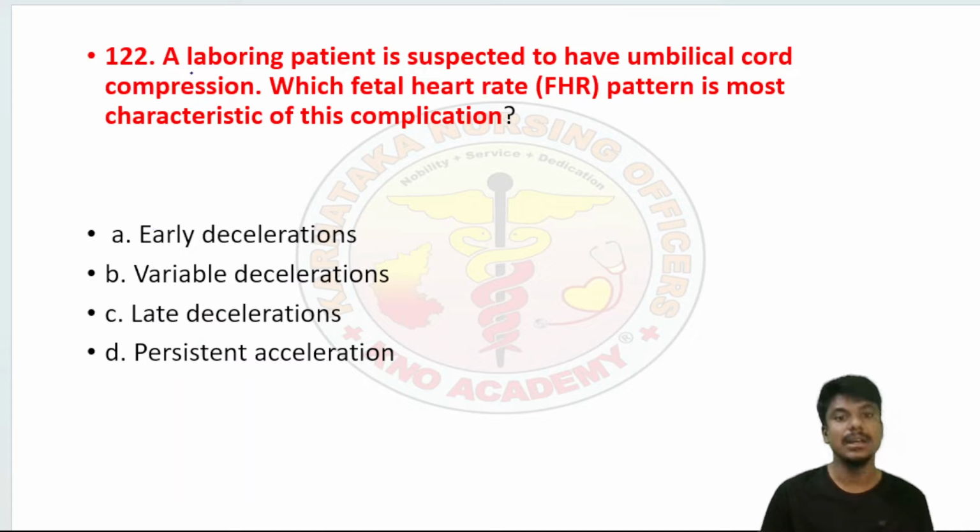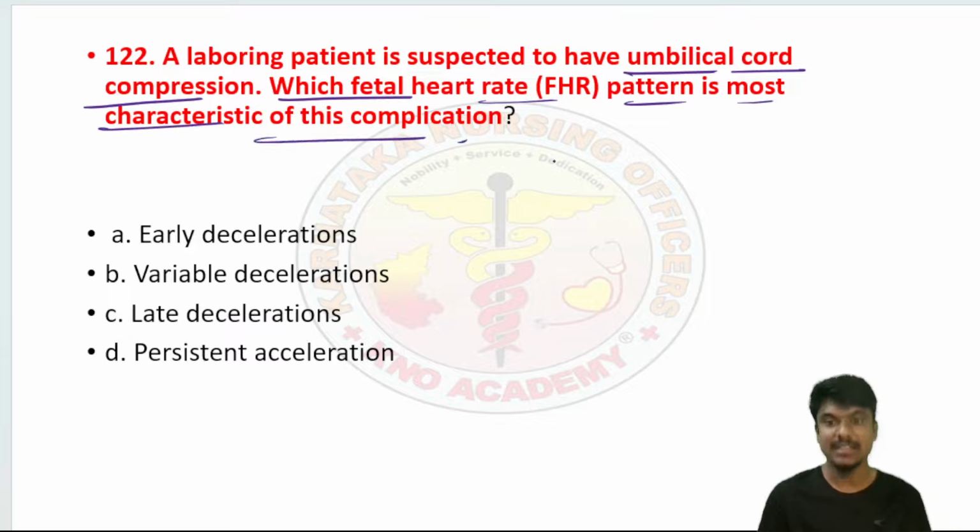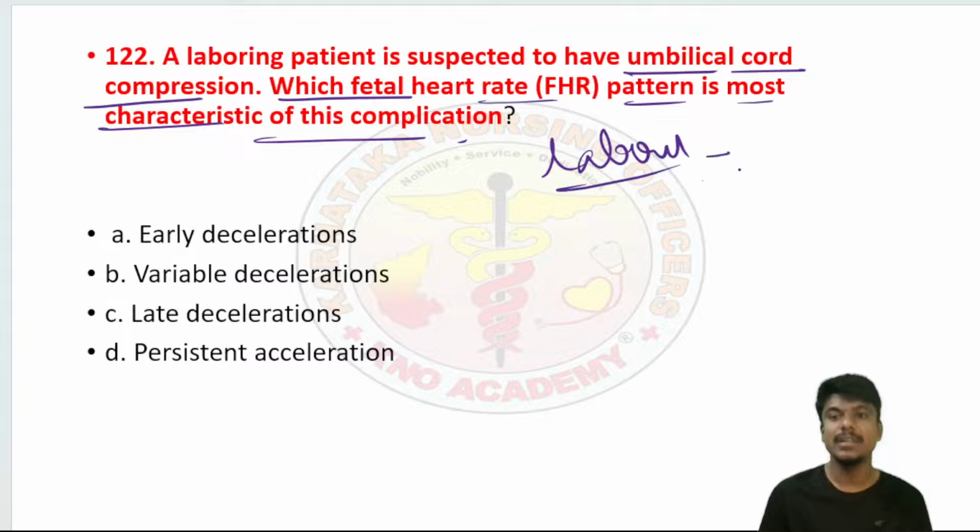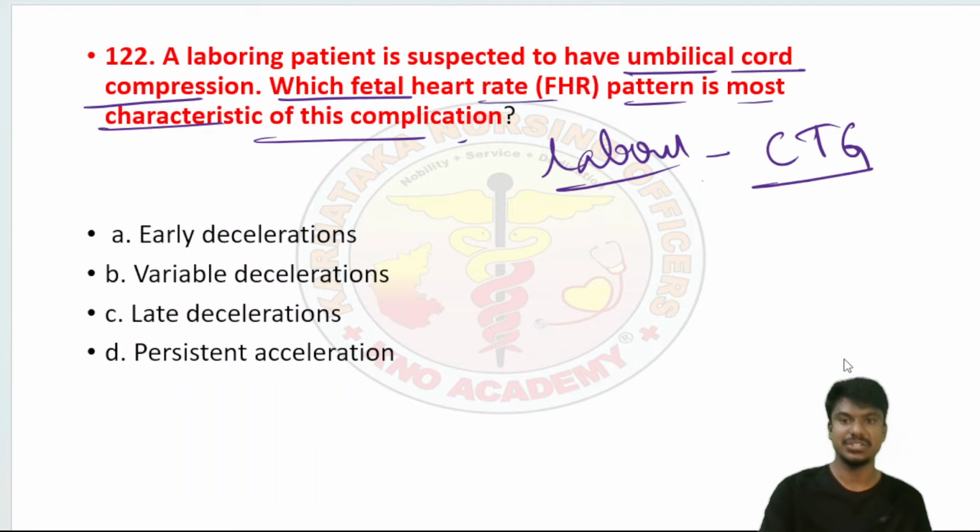Next one: here, in a laboring patient, the patient is suspected to have umbilical cord compression. Which among the FHR patterns is most characteristic of this complication? So here the examiner is asking: the patient came in labor. What will they do? They'll do a CTG to assess the fetal heart rate. So which finding shows the cord compression?